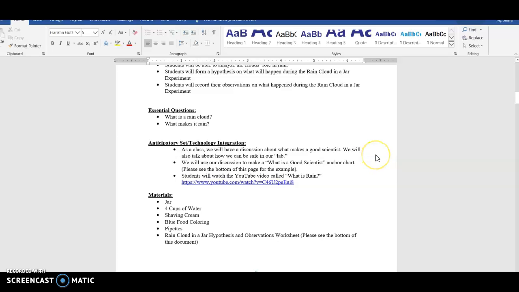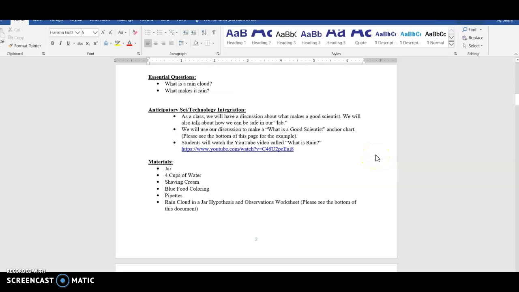For essential questions, what is a rain cloud and what makes it rain? In this learning center, the anticipatory set and the technology integration go hand in hand. As a class, we will have a discussion about what makes a good scientist, and we will talk about how we can be safe in our lab. We will use our discussion to make a what is a good scientist anchor chart, and at the bottom of this page, I will show you the example of that anchor chart.